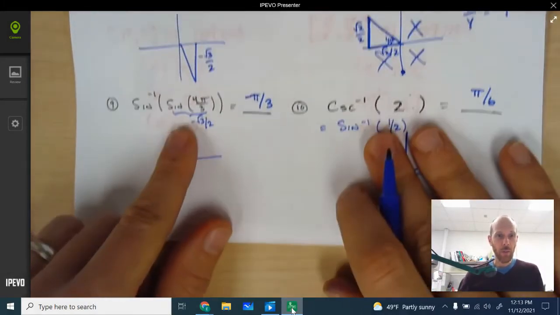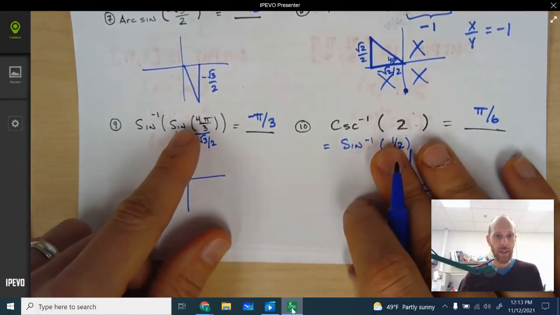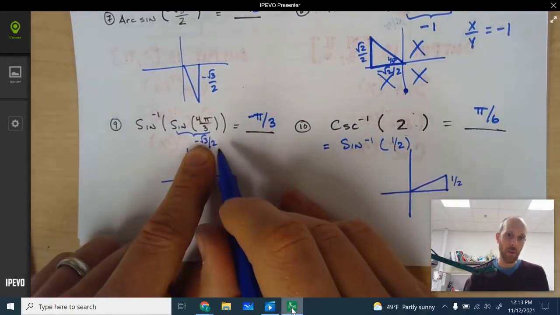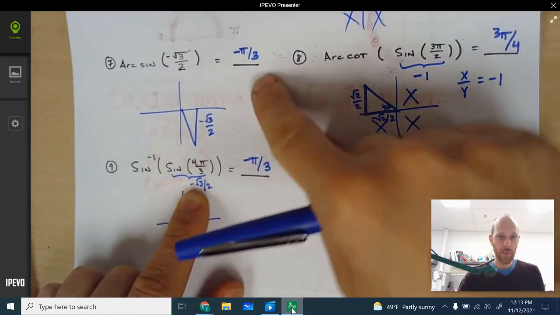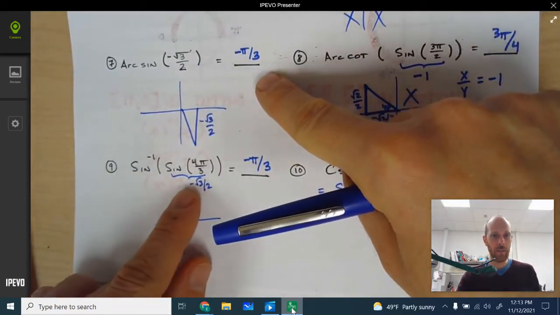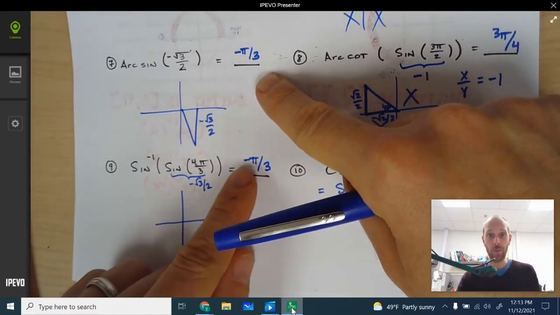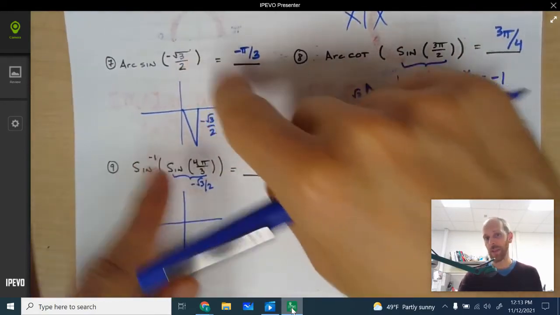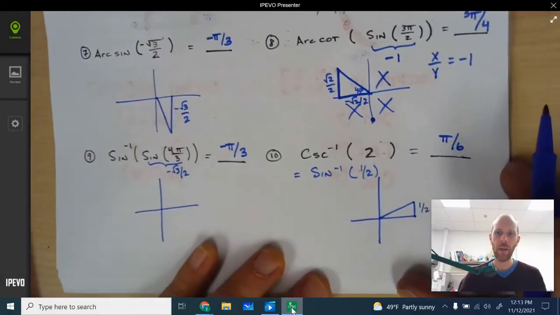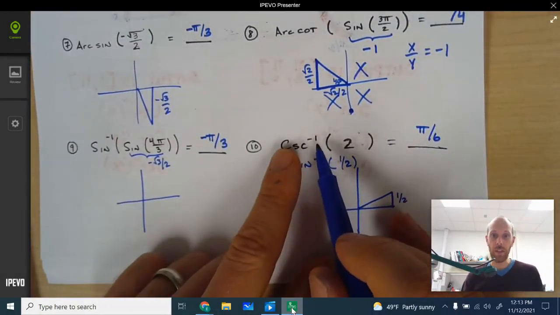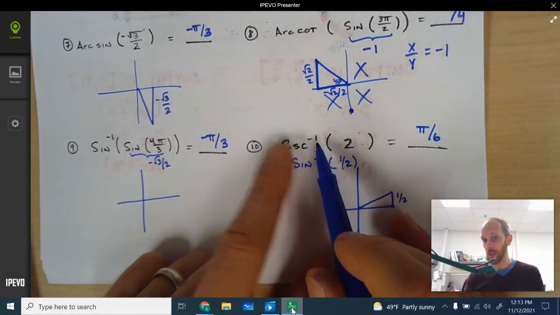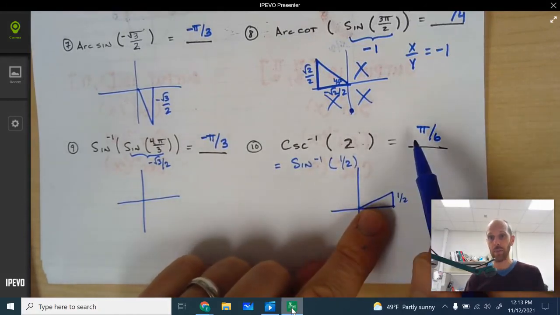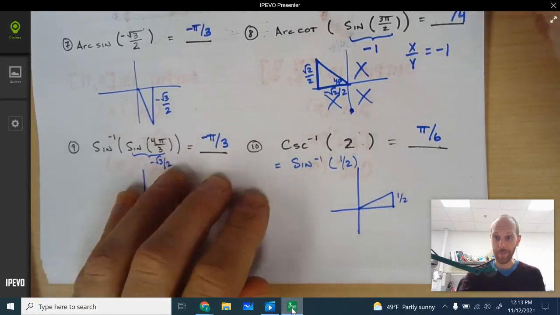Moving along, we know that the sine of 4 pi over 3 is negative roots of 3 over 2. And just like we worked out right here, the inverse sine of negative roots of 3 over 2 is equal to negative pi over 3. So this has the same answer as this one because, in a sense, they're the same problem. Last one, you see the inverse cosecant. You change it to inverse sine. 1/2 would be in the first quadrant, pi over 6. All right, that's the game.